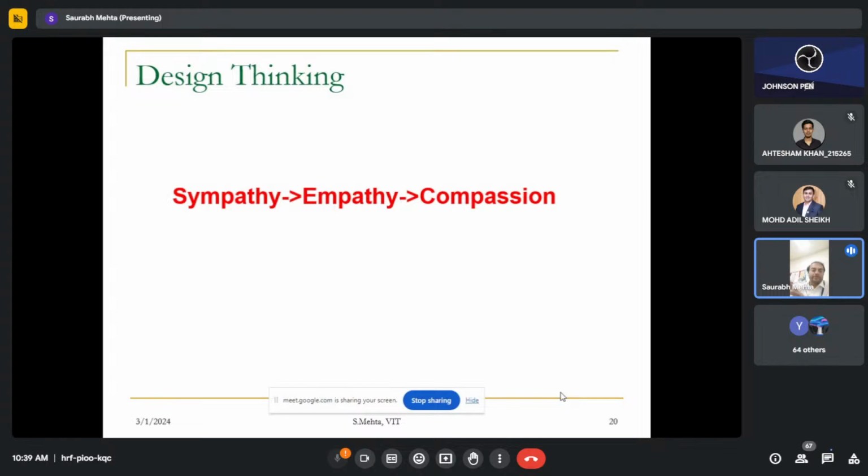Once you have empathy, you can try to find a solution for that. You can say, I am having compassion for that, right? So this is very important. Sympathy may lead to empathy, but empathy can definitely lead to compassion if you take a solution approach, right? So this is really, really important.